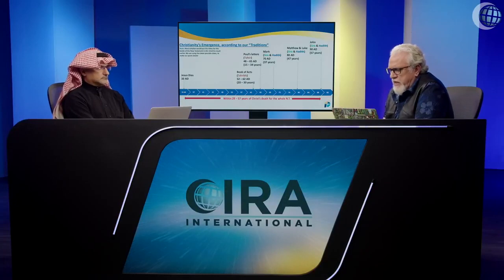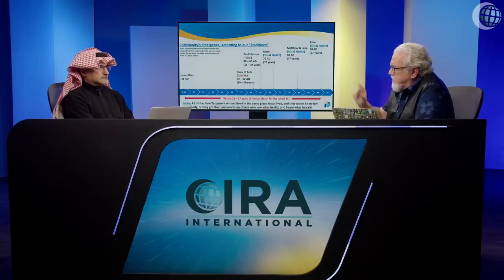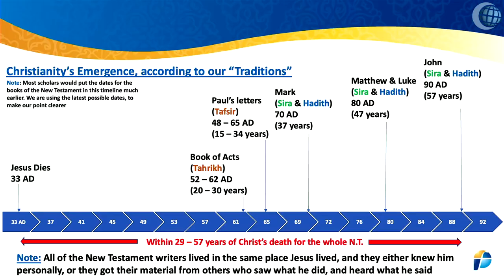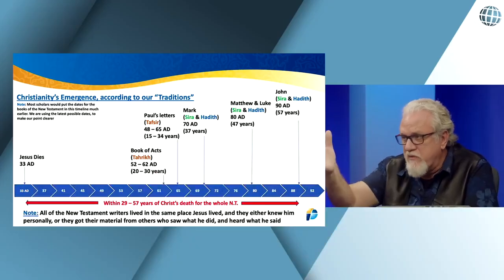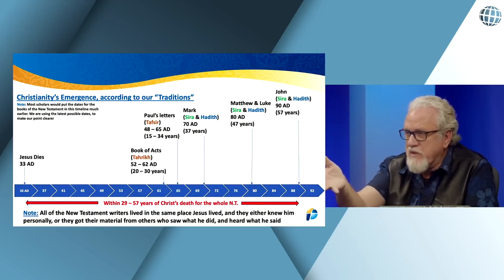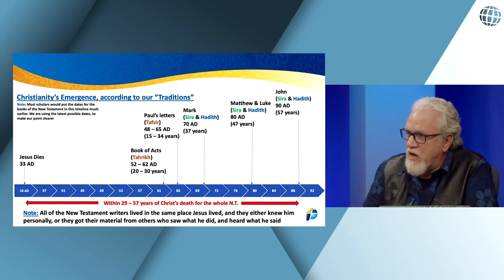What's even more important is that every one of these writers, all of the New Testament writers, lived in the same place Jesus lived. We're going to see in the next episode why that's important. And they either knew him personally, like John knew him. Listen, he was his favorite disciple. He was there at the foot of the cross. He was there with Jesus while he was dying.